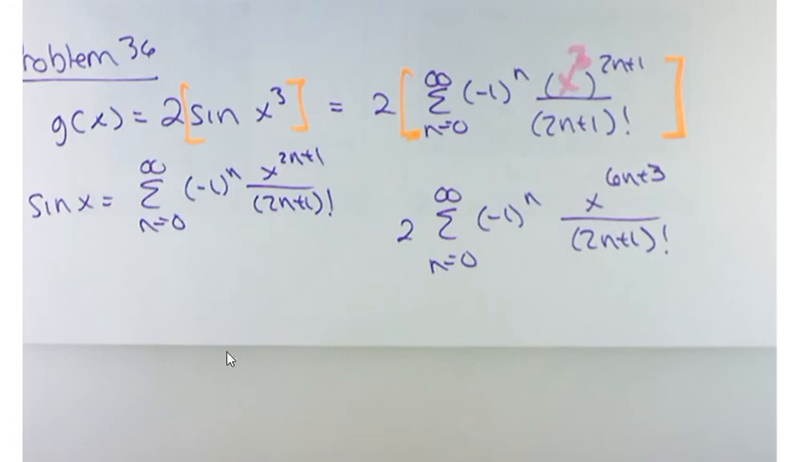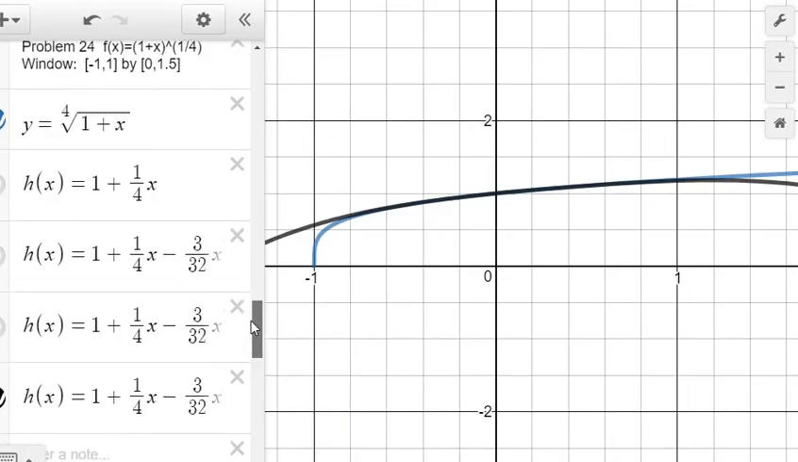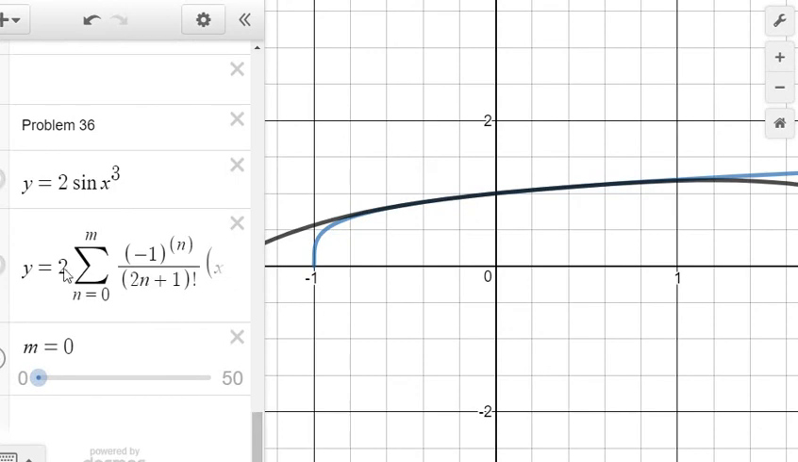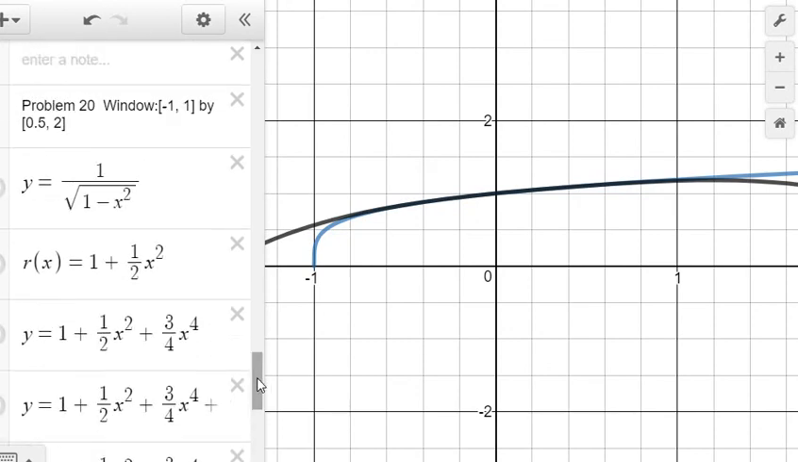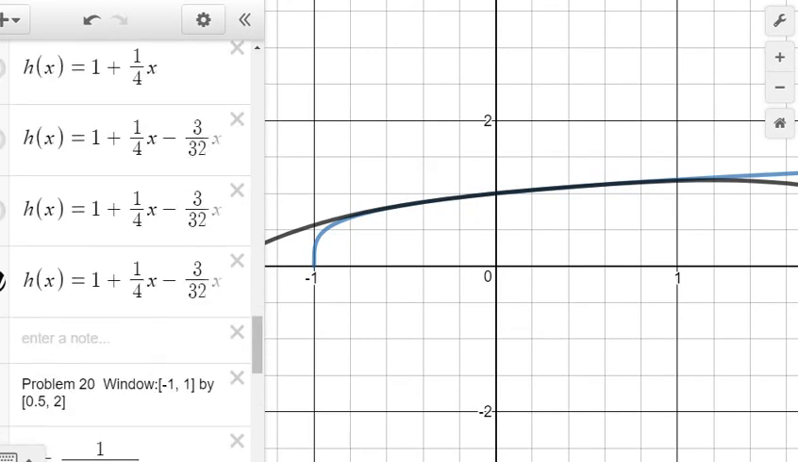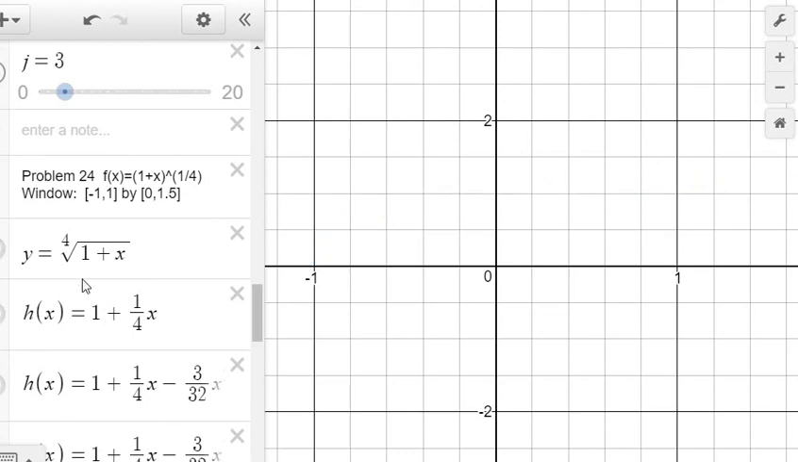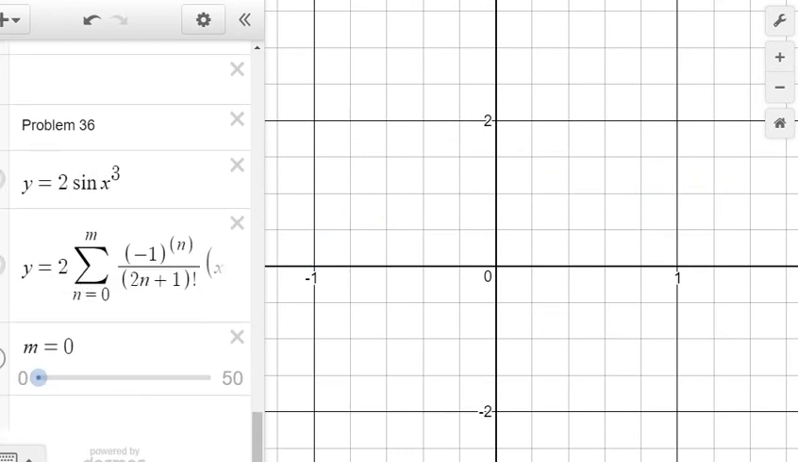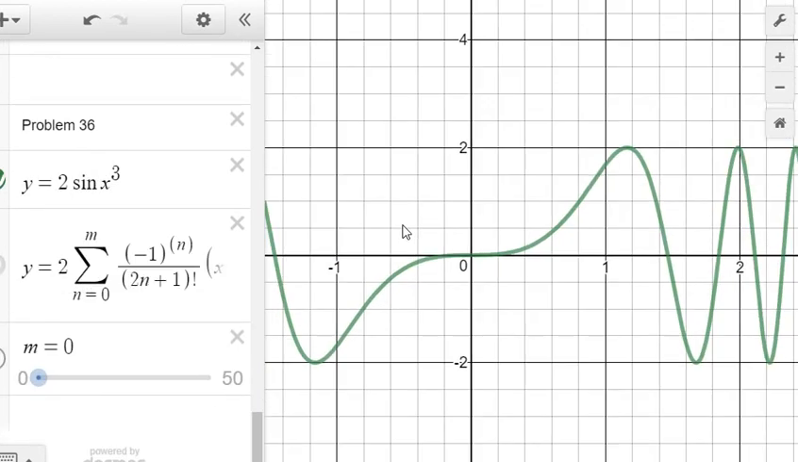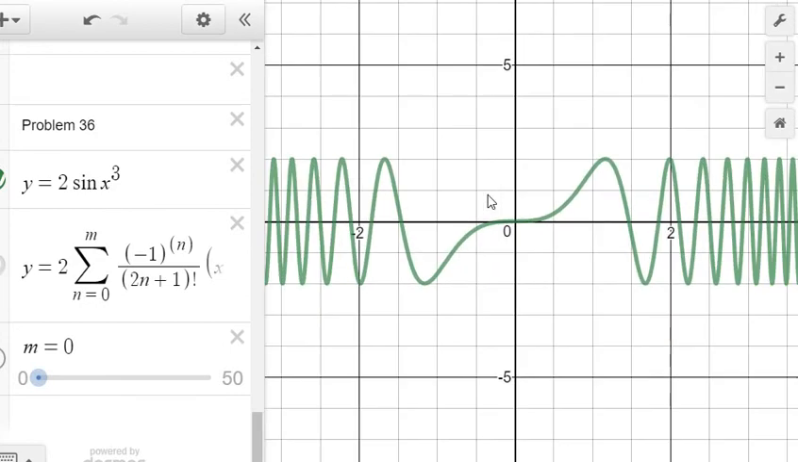I think I have that one programmed in. Let me take a quick look. Let's see, 36. Yes, good for me. So let's shut off the previous one. So that's this one. And this one's a nice series. So here's the actual graph. Let me zoom out a little bit.